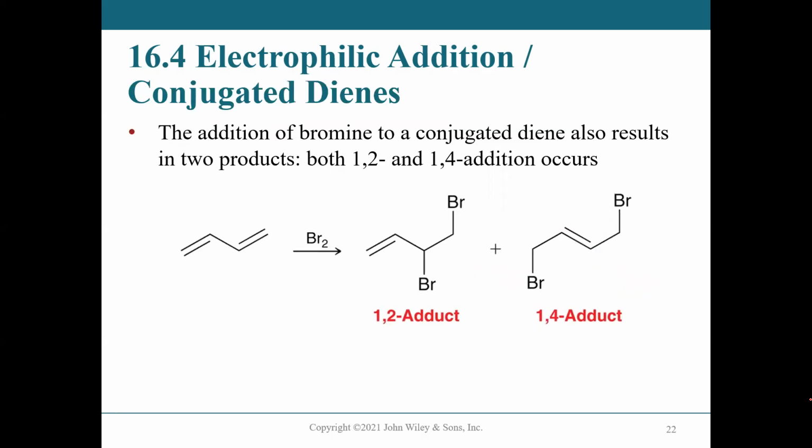So the addition of a bromine to a conjugated diene also results in 2 products. Both the 1,2 and the 1,4 addition occur, and we see that right here.